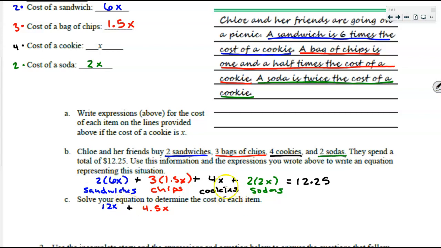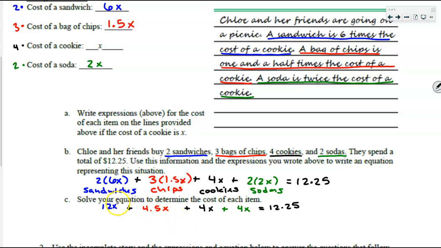I have 4X, the cookies. I don't need to do anything special with that. I just have those 4X. And 2 groups of 2X in the sodas. 2 groups of 2X. So what is that going to be? 4X, yeah. And all of those X's together are still going to be $12.25. And I still don't know how many X's, but now it's just a simple matter of adding.